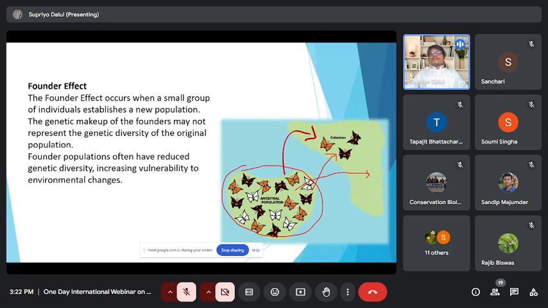So in this case some genetic variation was lost, because a particular white variant didn't migrate out to this new population. So the new colony that will be formed will not have this white butterfly, so there will be less genetic diversity, which may have been introduced by this white butterfly to this new colony. So founder populations often have reduced genetic diversity, as it is mentioned, and increased vulnerability to environmental changes. Since diversity decreases, any natural calamity or anthropogenic pressure can hamper the new population.